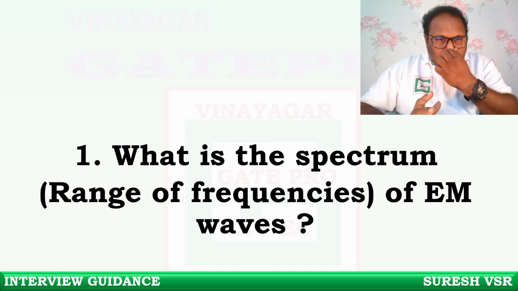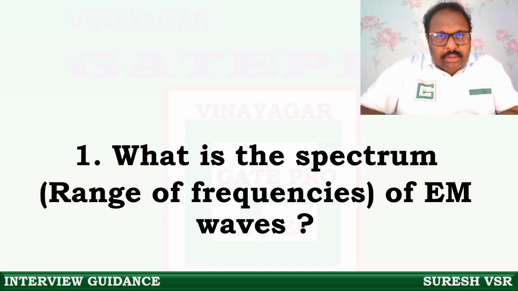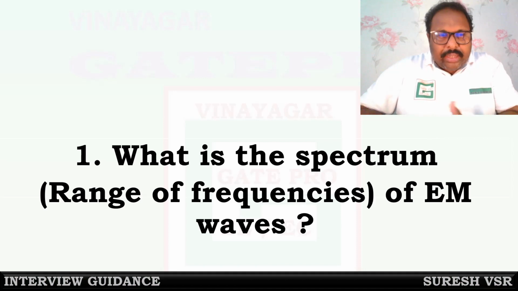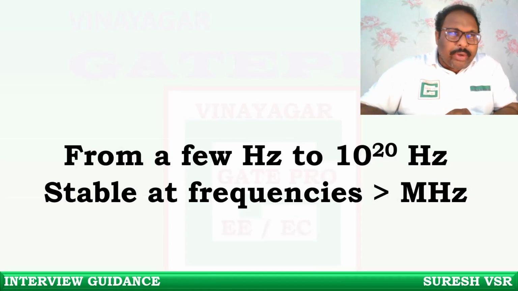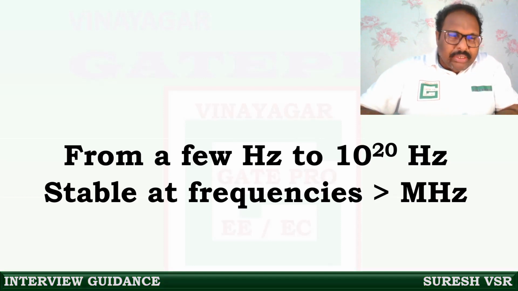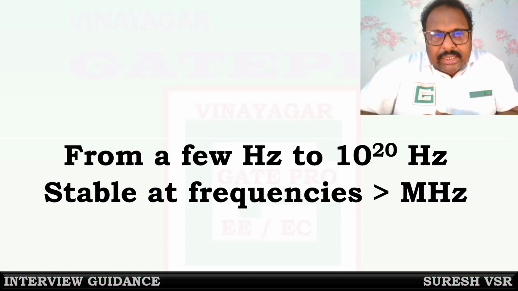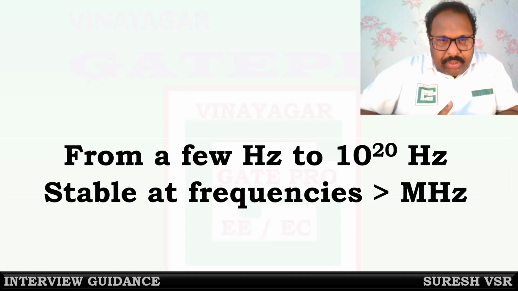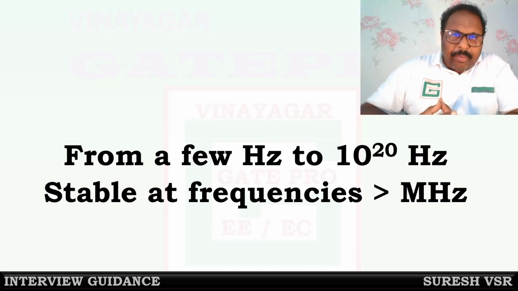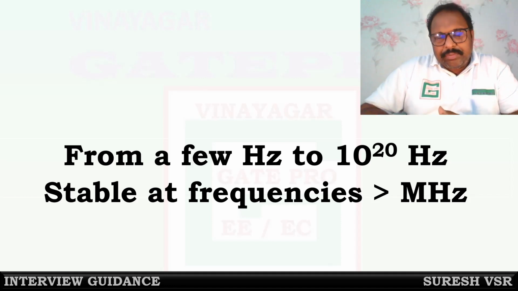What is a spectrum? The range of frequencies of an electromagnetic wave. What could be the frequency range of electromagnetic waves? They start from a few hertz and go up to 10 power 20, 25 hertz. But they are more stable in their occurrence when it's greater than megahertz, at least 10 power 6 hertz. From a few hertz to 10 power 20 hertz they can exist, but at high frequencies they're more stable. Because in low frequency, the conduction current format exists, or the voltage and current format exists. At high frequencies, electromagnetic waves exist.